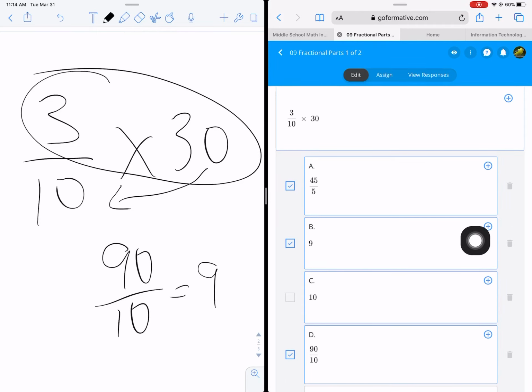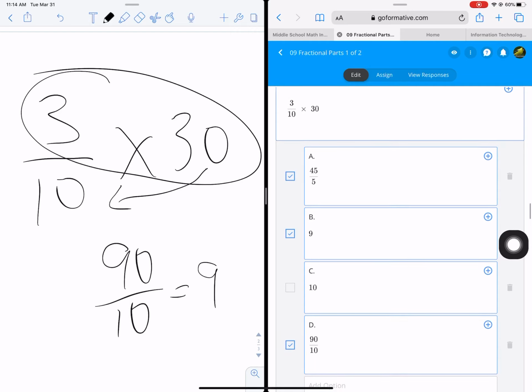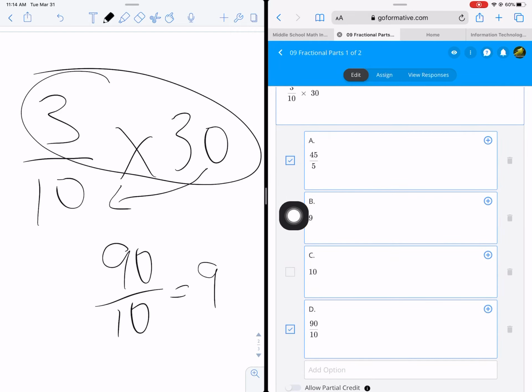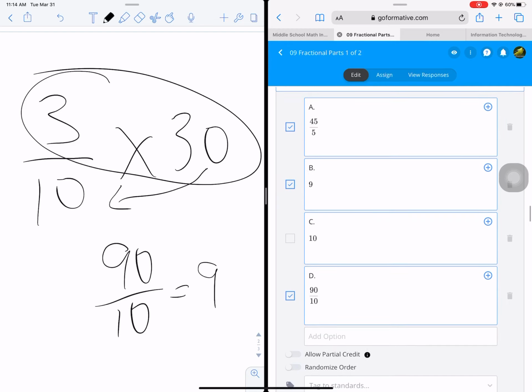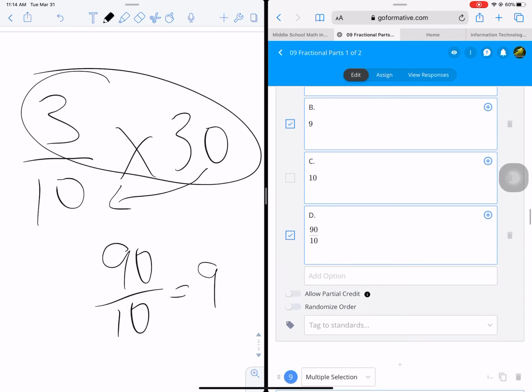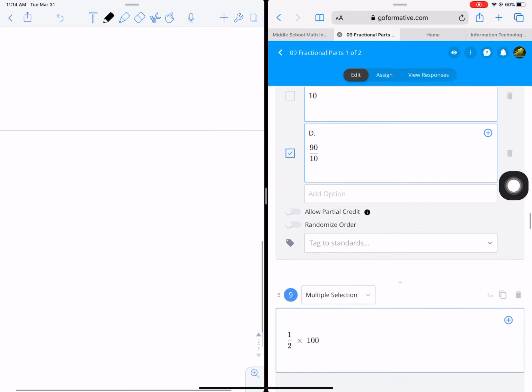3 selected actually. We can see that these 2 are the ones we see over here, but why does 45/5 work? And the answer to that is because what is 45 divided by 5? It's 9, so it still works. And another thing is why does 10 not work? Because it's not 9. Okay.